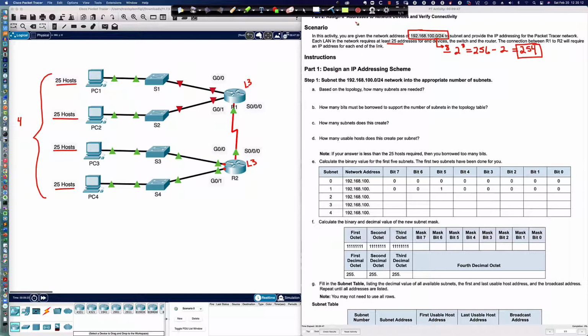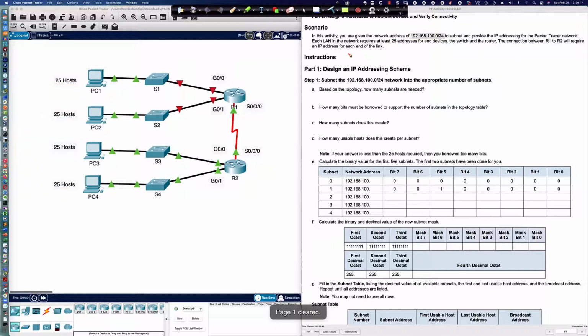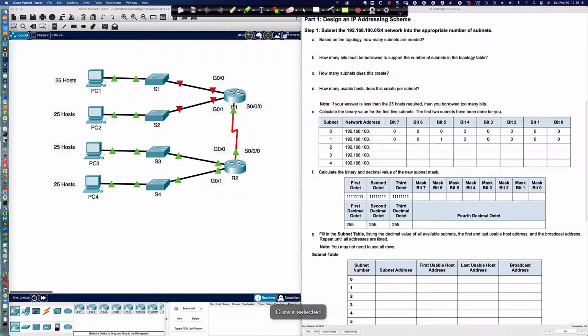So here is the addressing scheme. Let me clear the screen here and let's scroll down a little bit. So let's design our IP addressing scheme. So based on the topology, how many subnets are needed? And I'll kind of type these in as we work through here.